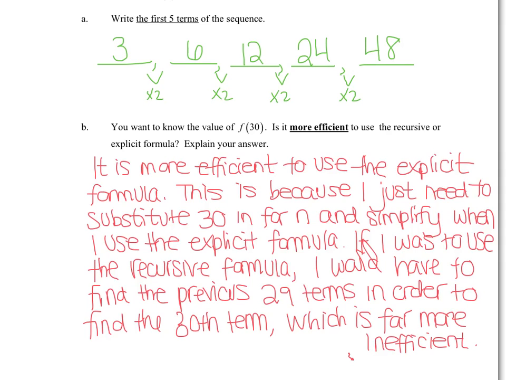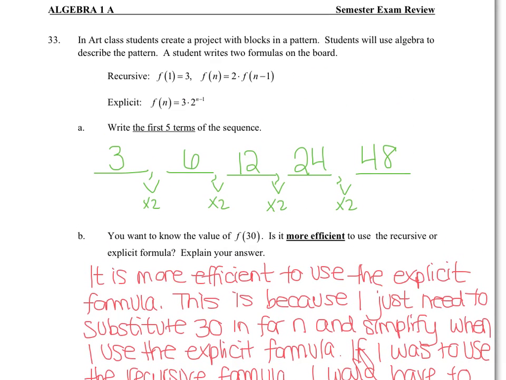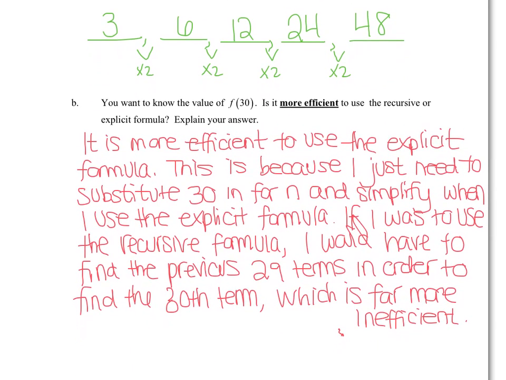So it's more efficient to use the explicit formula because I can just plug in 30 right here for n and do 2 to the power of 29 times 3. If I was to use the recursive, I need to know the previous term and multiply it by 2, which means I need to know the 29th term to find the 30th term, which means I need to know the 28th, 27th, 26th, 25th, and so on. I'd need to find all 30 terms in the pattern to find f of 30.